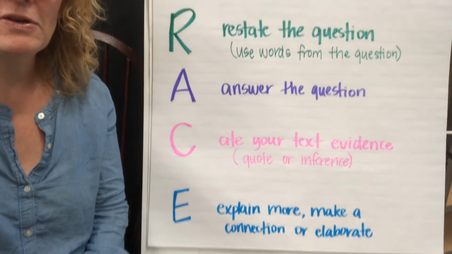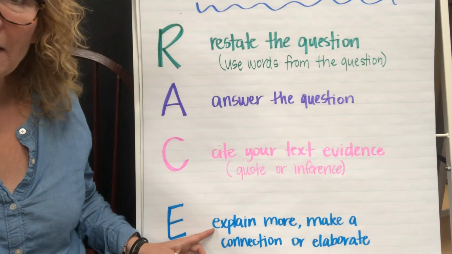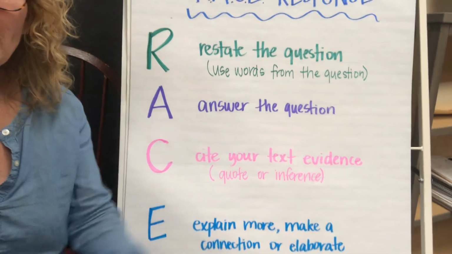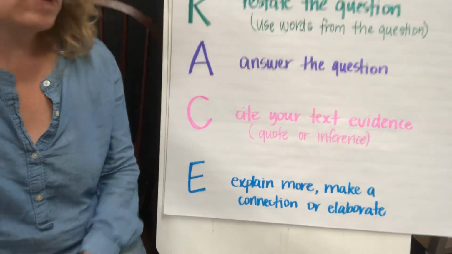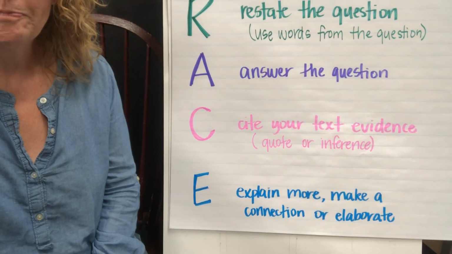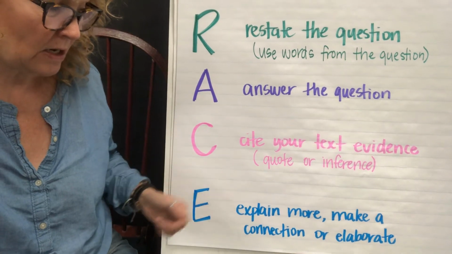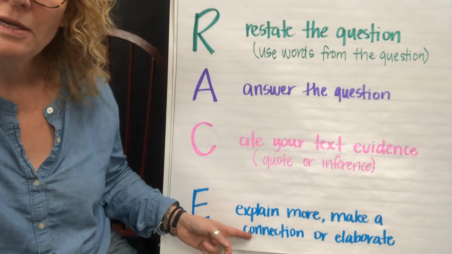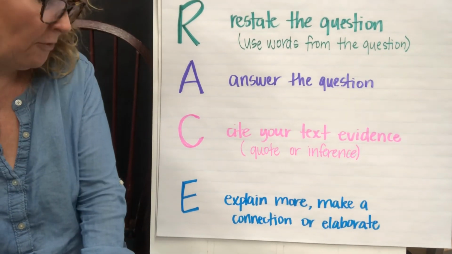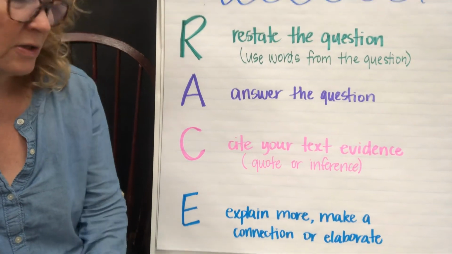And then lastly, if you can see down here below, it says E. Explain or elaborate. And this is the trickier part. Once you've cited your text evidence, your job is then to tell a little bit more. You could explain more about your answer and the evidence. You could make a connection to another book that you've read or something that you know about real life. Or you could elaborate. Elaborate means to tell more about your answer.